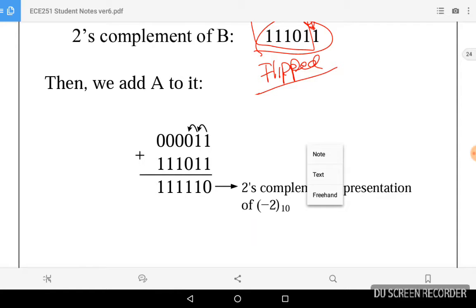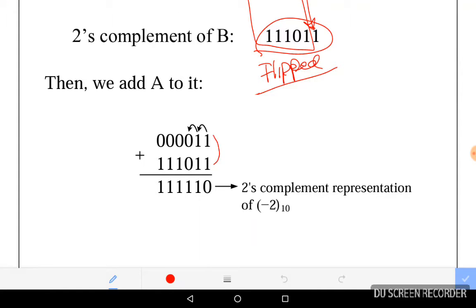And then that allows us to add. Let me just show you what I'm doing. 1 and 1 is 0. Carry the 1. 1, 1, 1 is 1. Carry the 1. 0, 0, and you get a 1. And so you would just do straight addition.